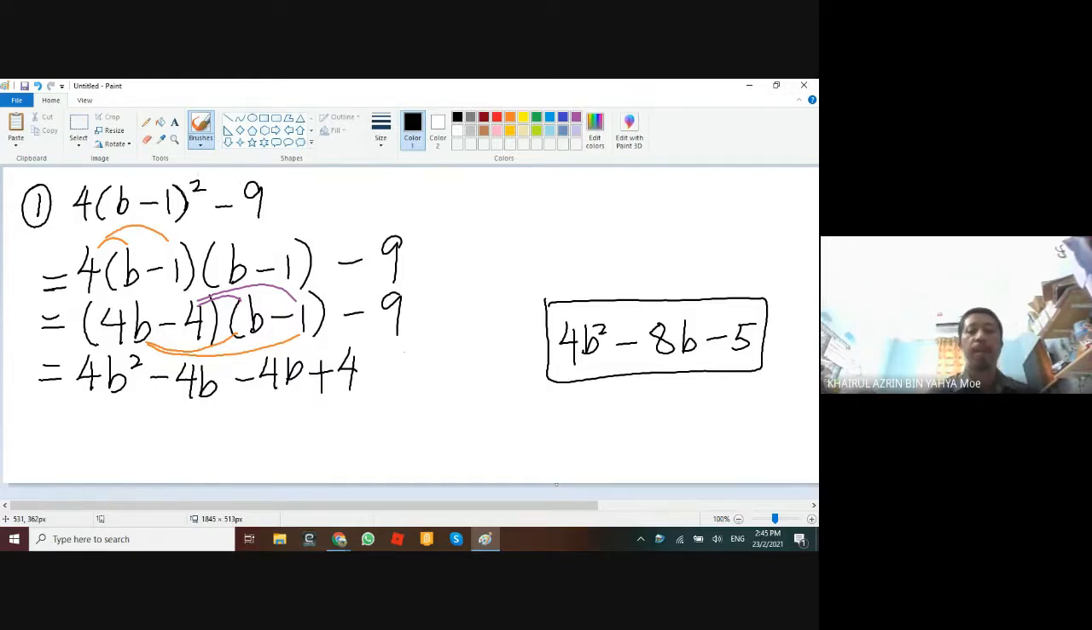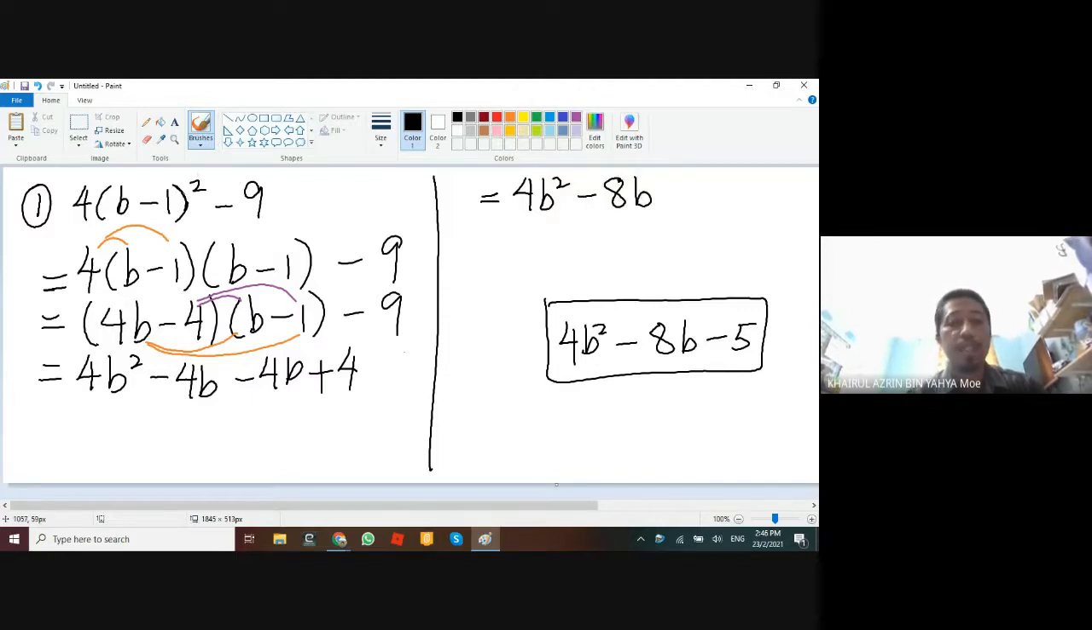Okay, and then let me continue here. So 4b squared, negative 4b minus 4b is negative 8b, plus 4. Oh, I forget something here. I already explained everything, but minus 9, I forget to write. There is a common mistake. So minus 9, don't forget to write. Let me erase.